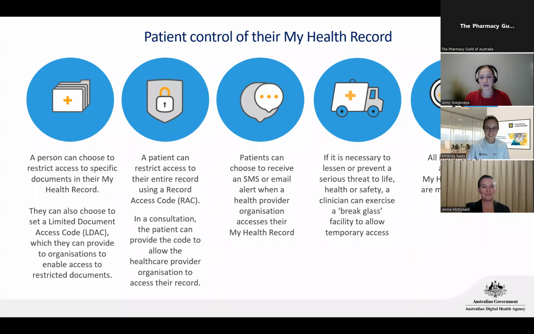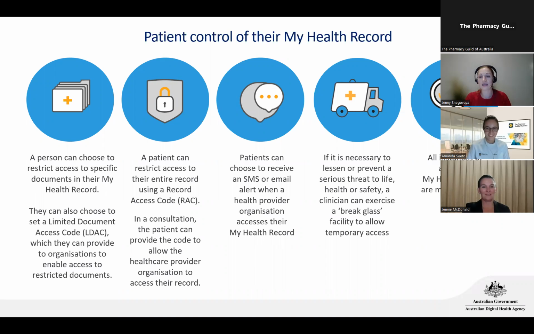They can also set a number of notifications to their records. They may wish to be notified via an SMS or an email. They can set alerts to be notified when their record has been accessed. There is also a provision for gaining temporary access to restricted records. In the My Health Record system, it's called the break glass function or the emergency access function. So we'll have a look at that in a bit more detail in a minute, but that can provide temporary access to restricted records.